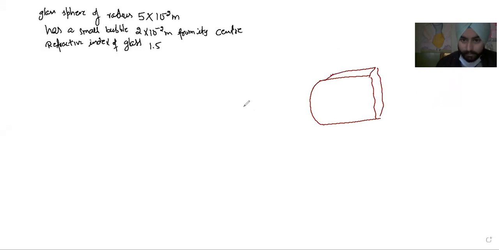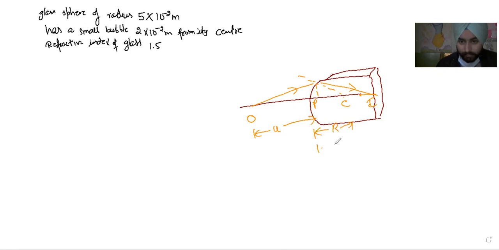and object is placed here in this direction, and rays are coming from this side, we have to draw the normal here, and image is formed at this point. Is this clear? This is image, this is object, and here we have to draw the normal. This is P and this is C. This distance is U that we have done already. This is R and this is your V.